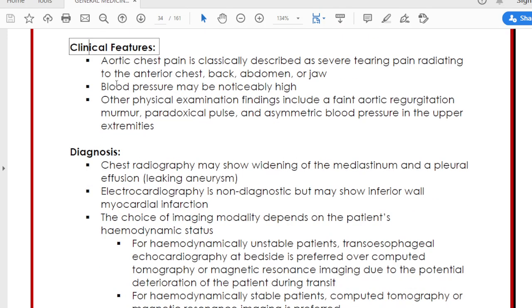Clinical features. Aortic chest pain is classically described as severe tearing pain radiating to the anterior chest, back, abdomen, or jaw. Blood pressure may be noticeably high. Other physical examination findings include a faint aortic regurgitation murmur, paradoxical pulse, and asymmetric blood pressure in the upper extremities.